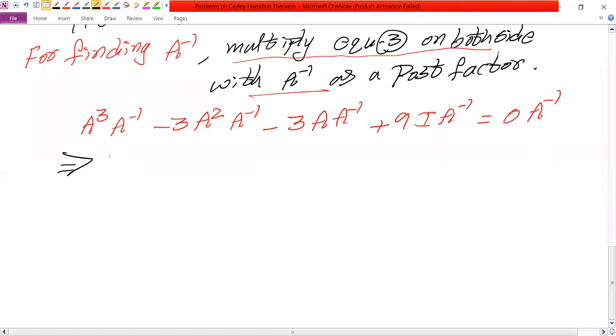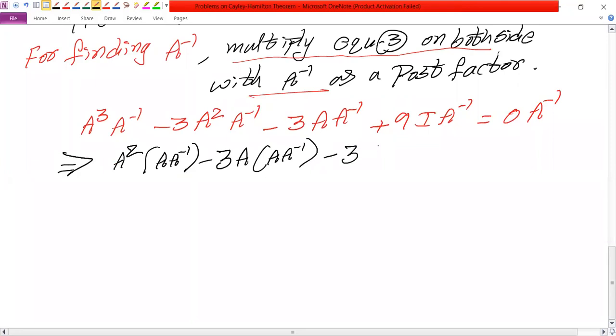Anybody can say? Because of the first problem, I am going to discuss one problem and write it in detail. I can write A cube as A square into A, and I can apply the associative property: A square into A inverse minus 3 into A into, again, one more A into A inverse I am writing in brackets, minus 3 into A inverse plus 9A inverse equals the null matrix on the right hand side. That implies I am going to keep only 9A inverse on the left hand side, and the rest of the terms I am going to take to the right hand side. What am I going to get?